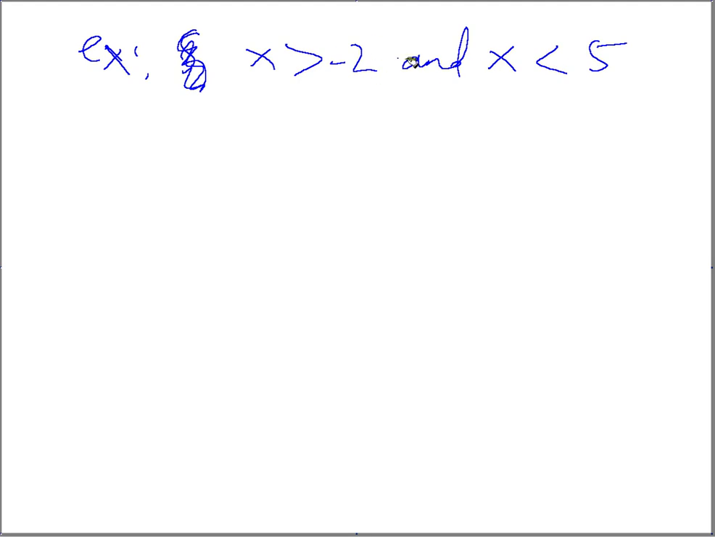Well, you may have already figured out some numbers for this. For example, 0. 0 is certainly bigger than negative 2 on the number line, and 0 is less than 5 on the number line. Basically, the word and means what? Intersection. So think or for union, think intersection for and, because you have to satisfy both. Or means just satisfy one or the other. And means we have to meet both criteria here.